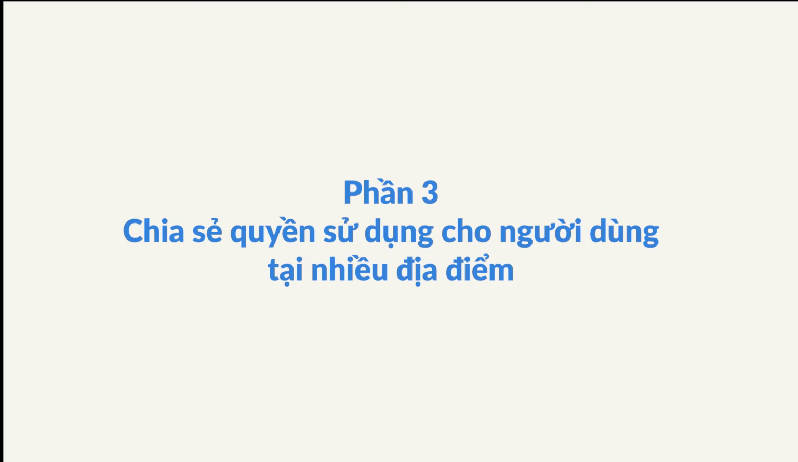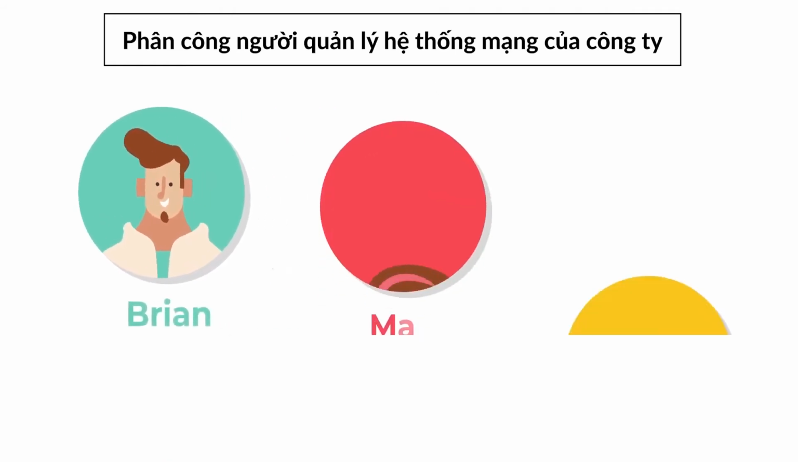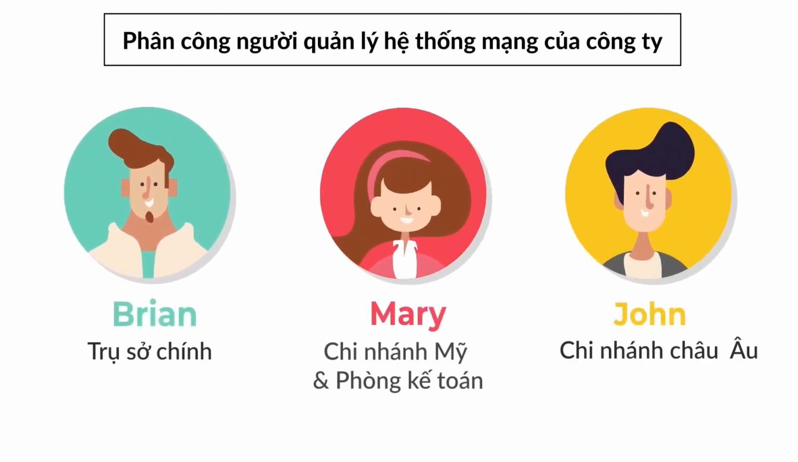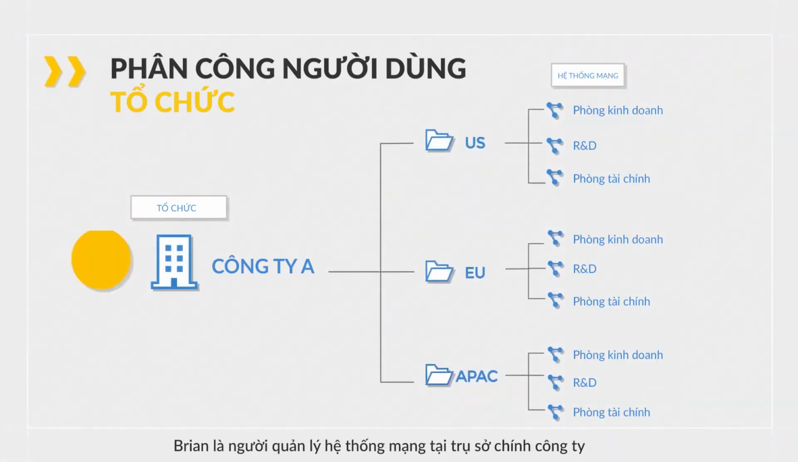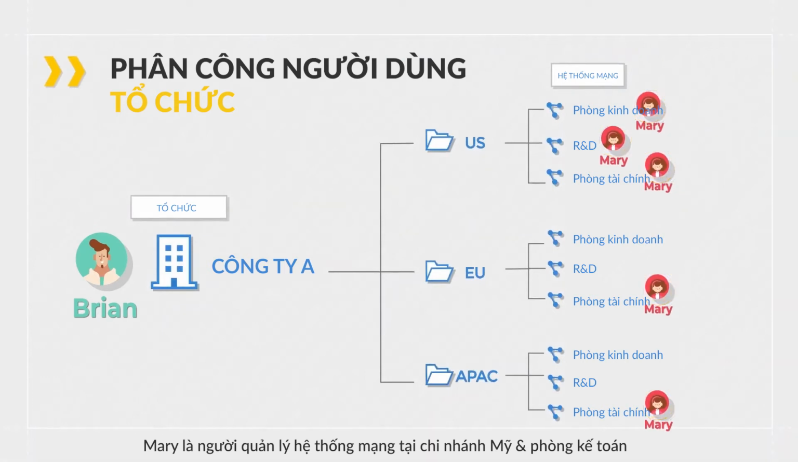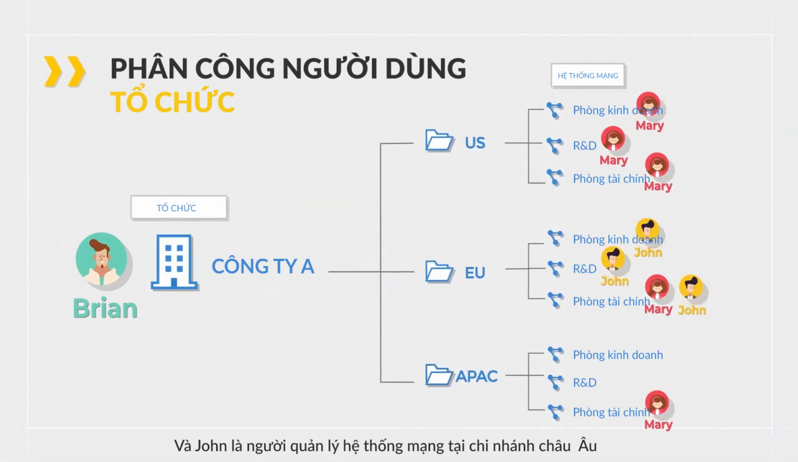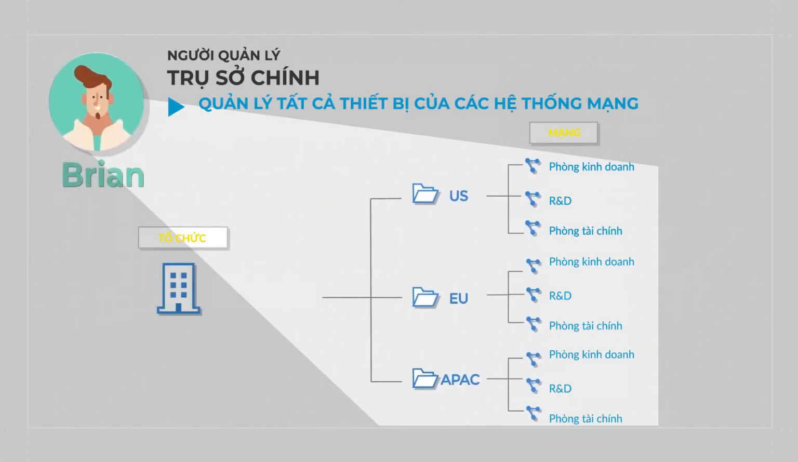Let's see how multi-tenant privileges work in EnGenius Cloud with some examples. Brian is the network administrator of company headquarters. Mary is the network administrator of the USA branch and the finance department, and John, who is the network administrator for the Europe region. Our first user, Brian, has privileges and can manage any device or network in the organization as needed.